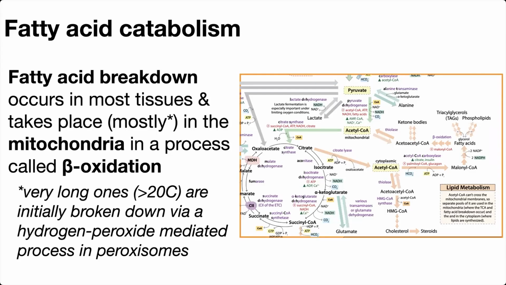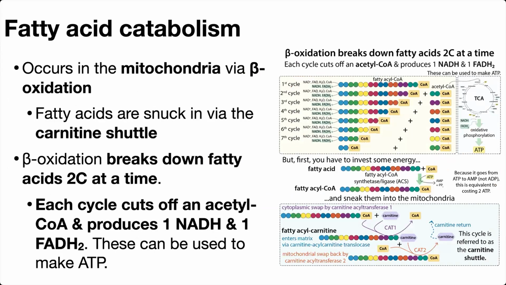catabolism. So the fatty acid breakdown is going to occur in most tissues and take place mostly in the mitochondria in a process called beta-oxidation. If you have really long ones, those are going to be initially broken down via hydrogen peroxide mediated process in little membrane compartments called peroxisomes. But we're just going to focus on beta-oxidation.